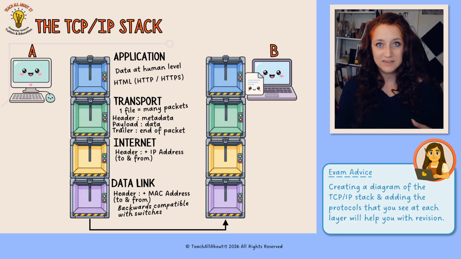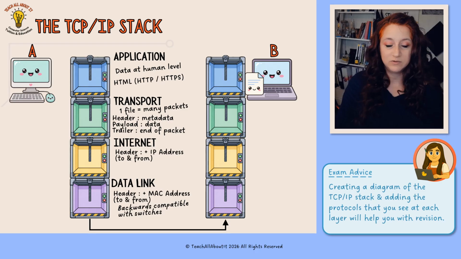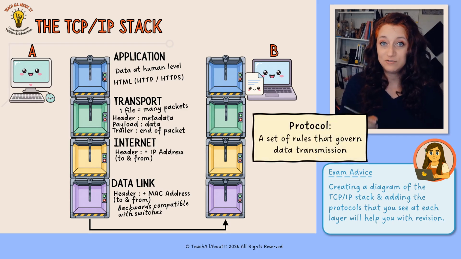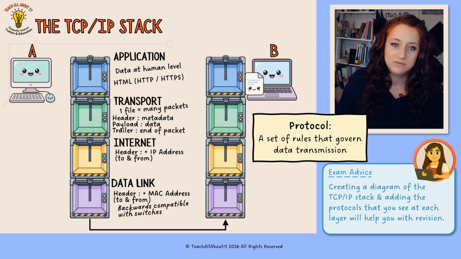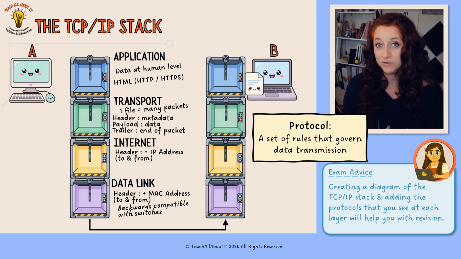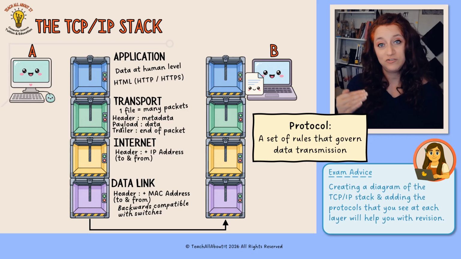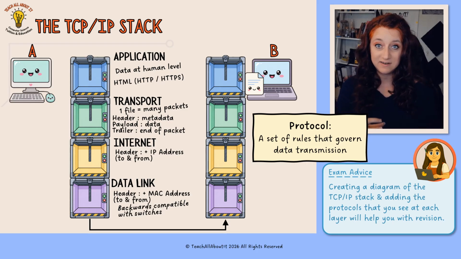Each one of these layers is a way of organizing the protocols. So if we talk about protocols, this is a set of rules for data transmission. That is your standard definition. So I'm just going to pop that up there. So we have a set of rules for data transmission, which is what a protocol is, and the TCP IP stack is a way of organizing those protocols to show how data packets are created, sent, and received.